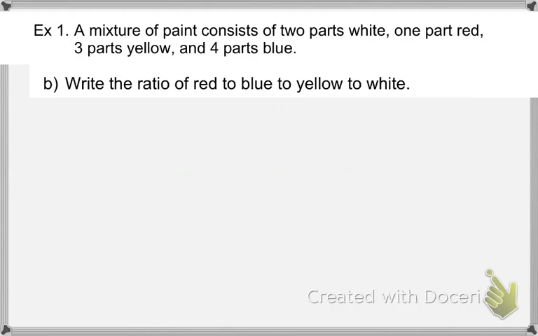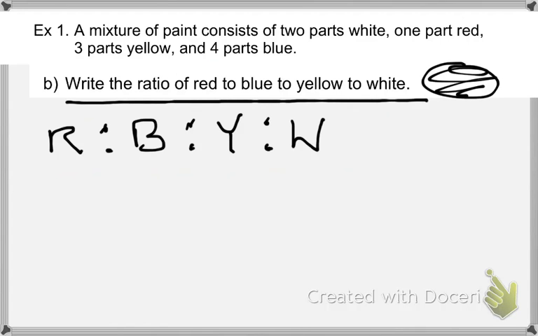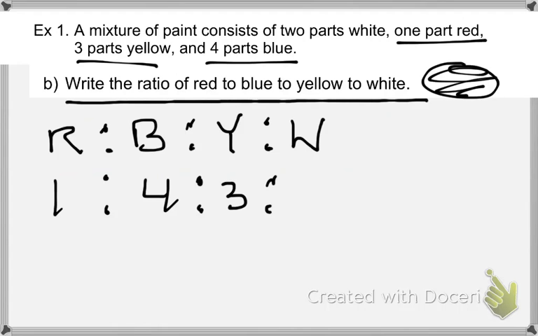Part B, write the ratio of red to blue to yellow to white. So they're changing the order on us, and they're not asking us for a total here at all. So, red to blue to yellow to white. 1 part red, 4 parts blue, 3 parts yellow, and 2 parts white.